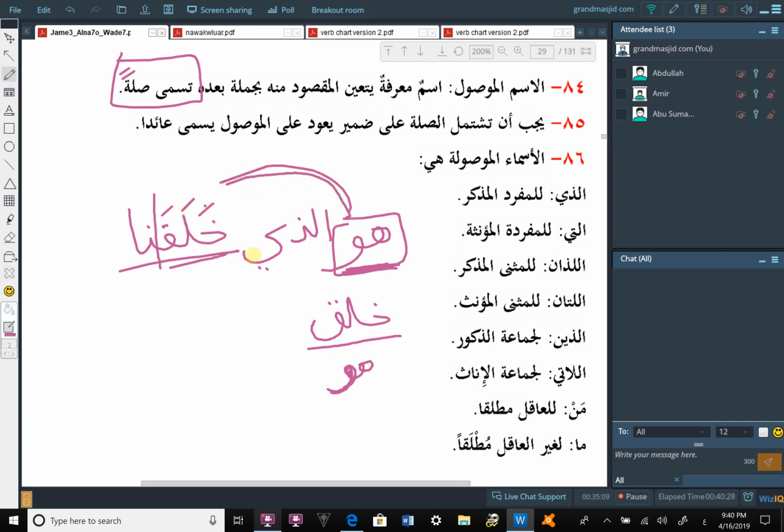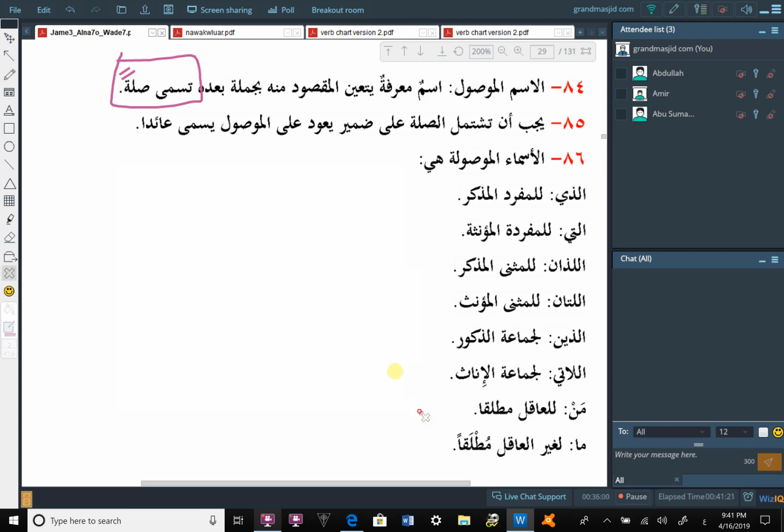Khalaqa, meaning he is the one who created. Khalaqa must have a damir, which here is mustatir, taqdiruhu huwa. Ya'udu ala al-mawsul. It returns to the mawsul, the thing that's being connected to, the huwa. It's called the a'id, meaning the thing that it returns to. Like I said, this is technical. Anyway, the point in simple English is that the silla and the mawsul must be in agreement. You can't say he is the one, she did it. He is the one, you did it. It has to be in agreement.